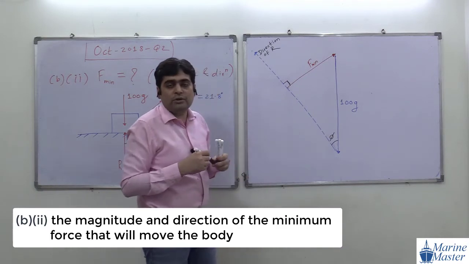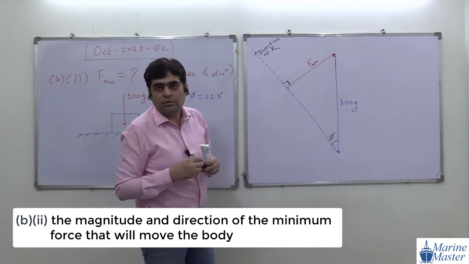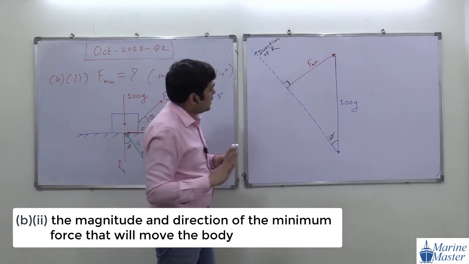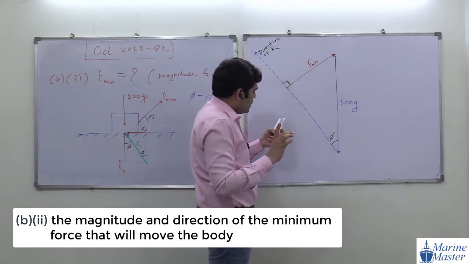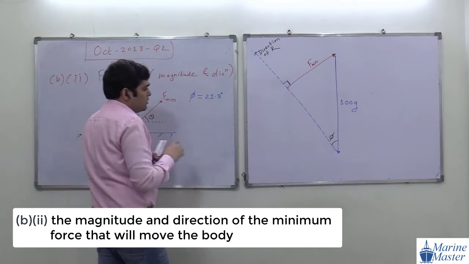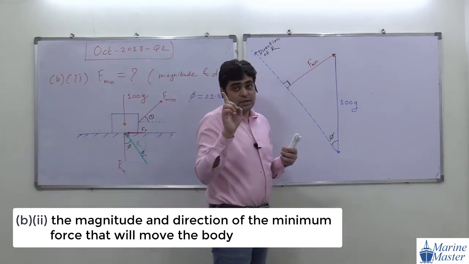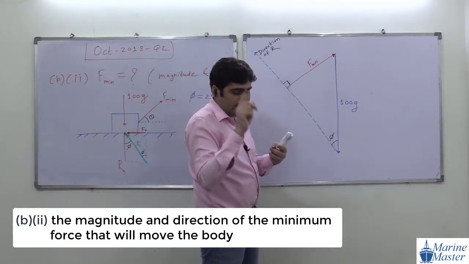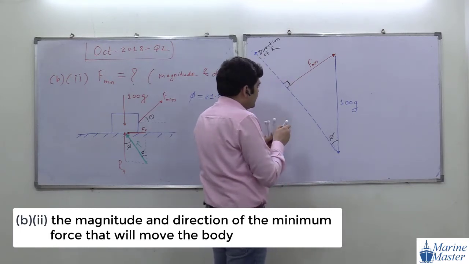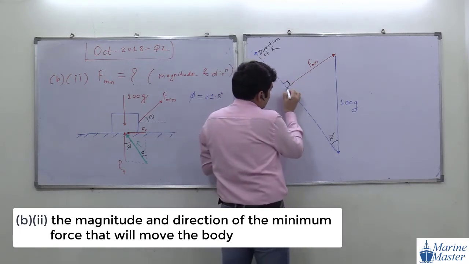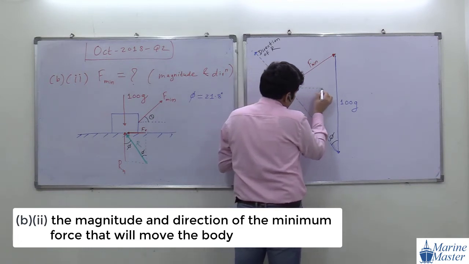Does anyone have any doubt in this discussion till now? Okay, very good. So we got the minimum force. Now, what is our target? We have to find the value of the minimum force and its direction. How to get the direction? For getting the direction, I am going to draw one horizontal line from here.